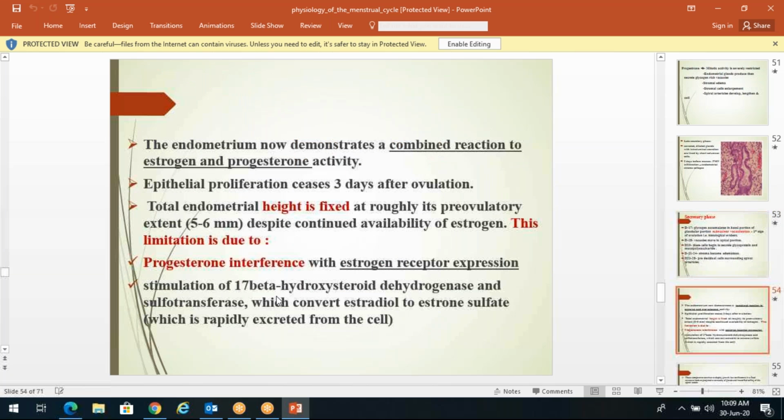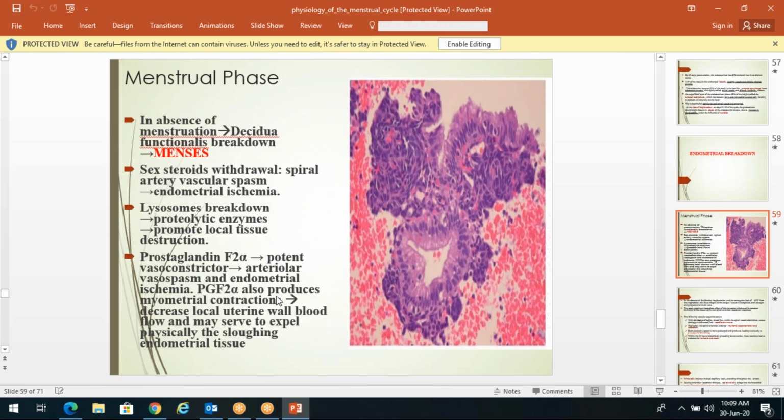We have discussed both the proliferative phase and the secretory phase. The proliferative phase is under the influence of estrogen, and the secretory phase occurs after ovulation. It is under the influence of progesterone. So after the secretory phase, what happens? Now comes the menstrual phase. It is due to withdrawal of the steroids produced by the ovary.